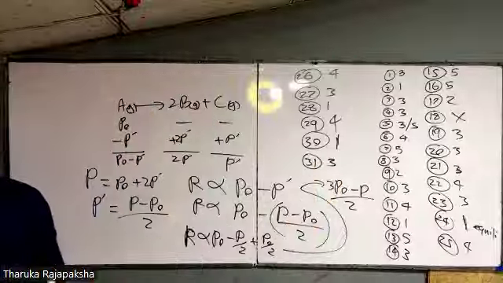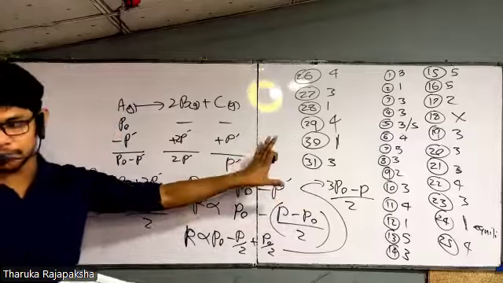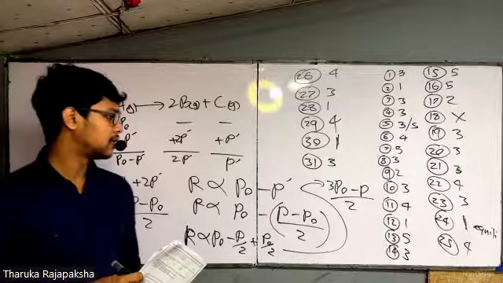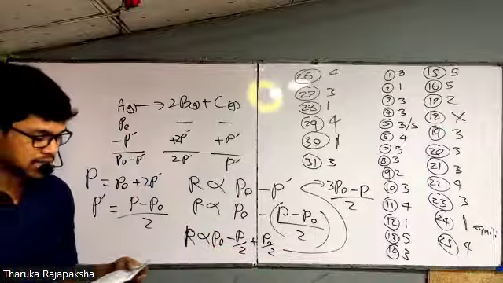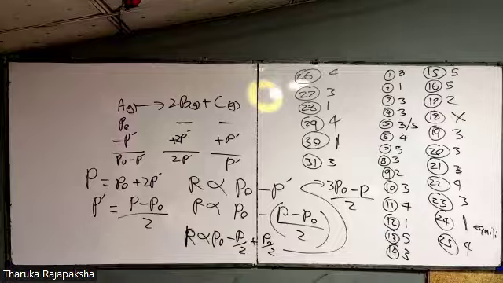When they ask about proportionality, the numerator is 3P naught minus P and the denominator is 2. The denominator is a constant, so remove it. But P naught and P are not constants, they can change. Answer 3.